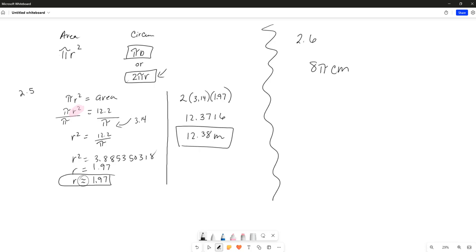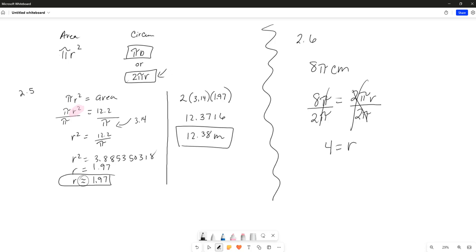Okay, well, if we know that the circumference equals 8 pi centimeters, and we know that the formula for circumference is 2 pi radius, we can divide by 2 pi, and you see how the pi cancels out, and then we can just divide 2 into 8, which is 4. So we know that our radius is 4.